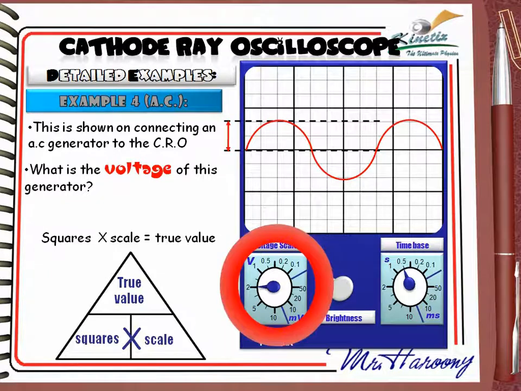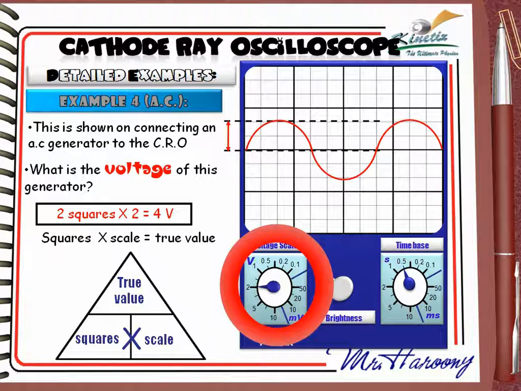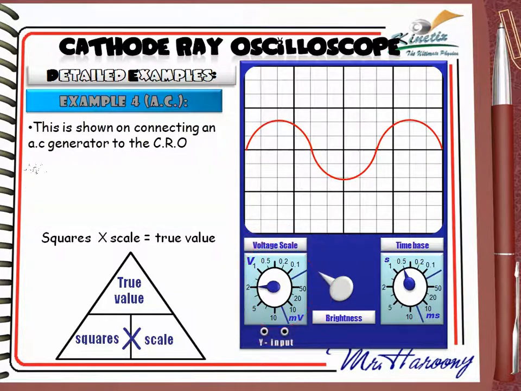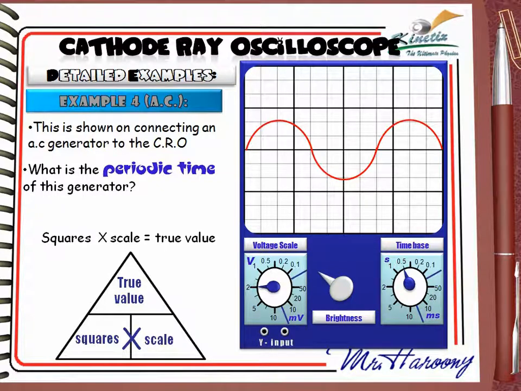The voltage scale on the Y gain button is adjusted to 2 volts per division. Applying the rule, you can see that 2 squares times 2 volts per division equals 4 volts. Now, what is the periodic time of this generator? Remember, we will concentrate on one wave and neglect the rest of the signal. One wave takes 8 squares on the x-axis.